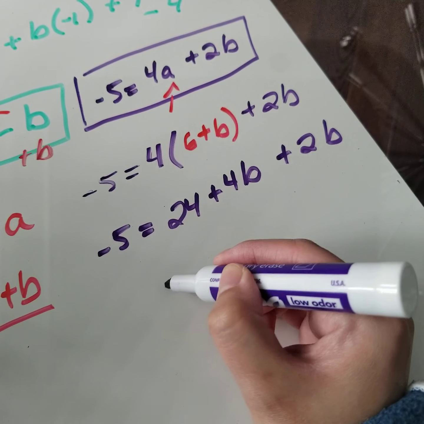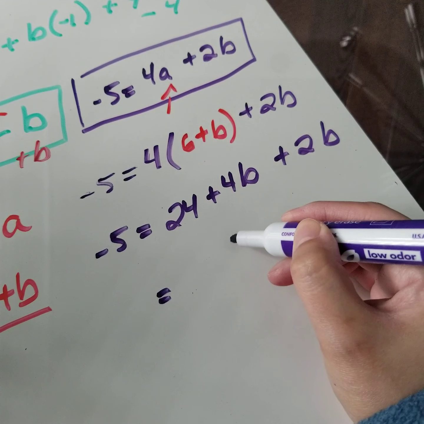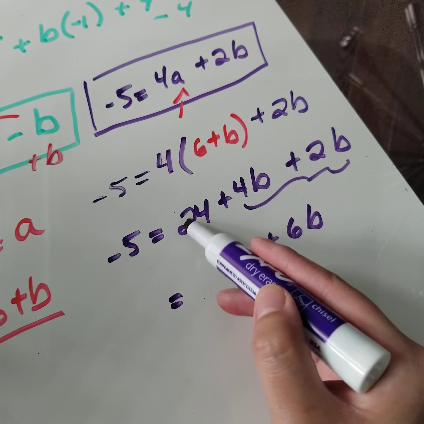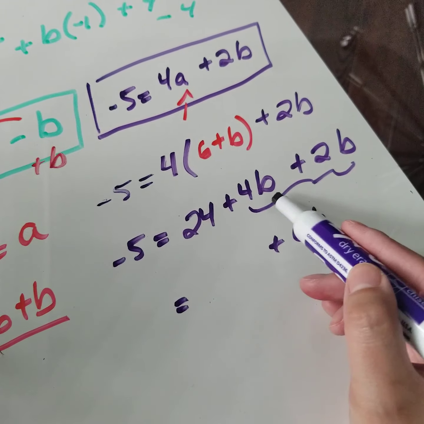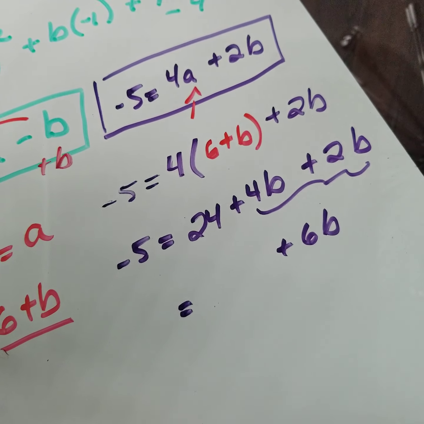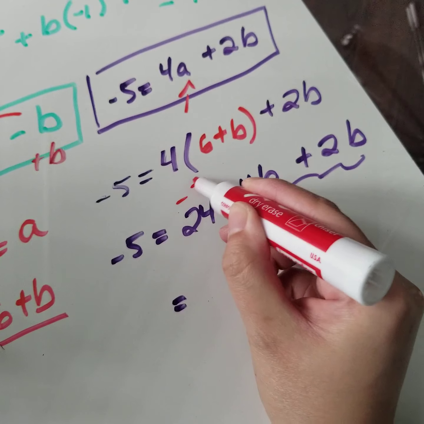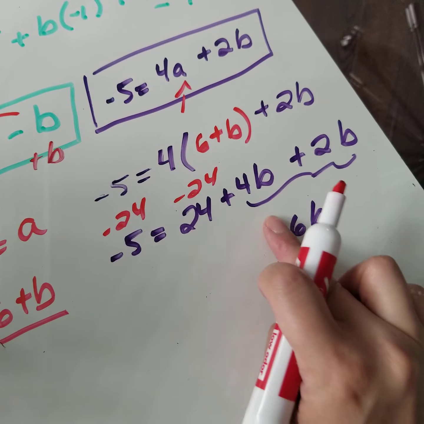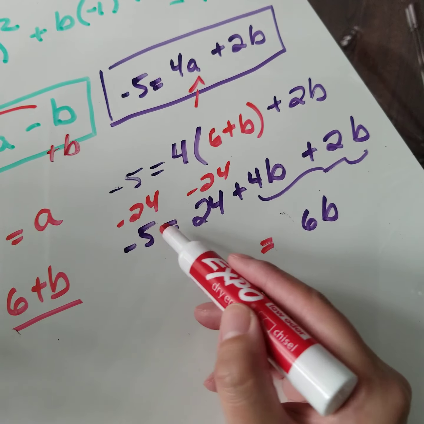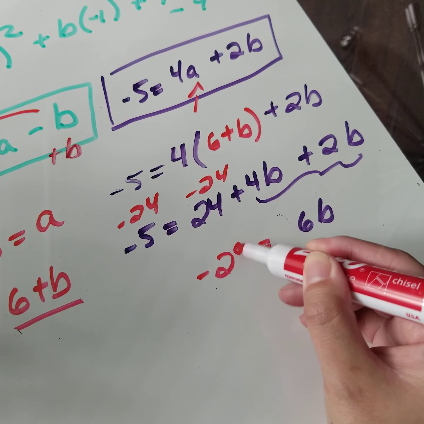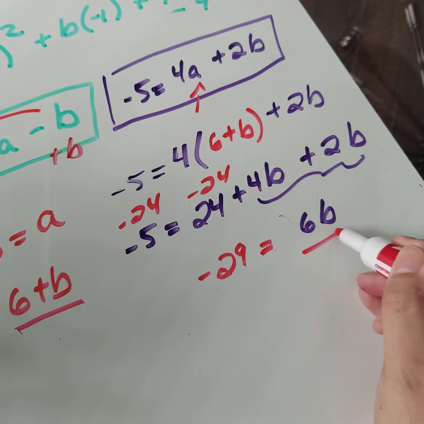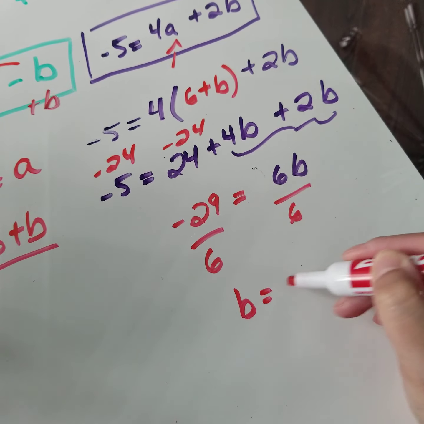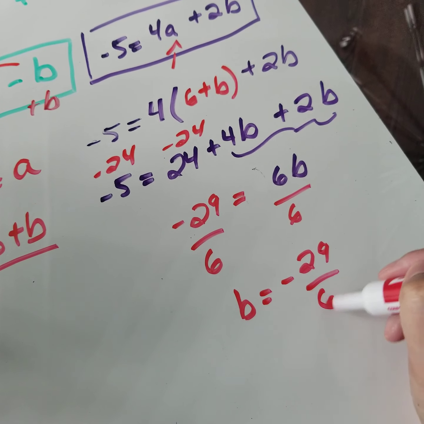And then let's simplify this. I'm going to get 6b here. And this one over here, this is 24. I want to collect it with the like terms. These are the like terms that were on the right, but these are constants. So let's subtract 24 here on both sides. And then we're going to get negative 24 minus 5, which is going to be minus 29. And then we're going to divide both of these by 6. And then our b value is now going to be negative 29 over 6.